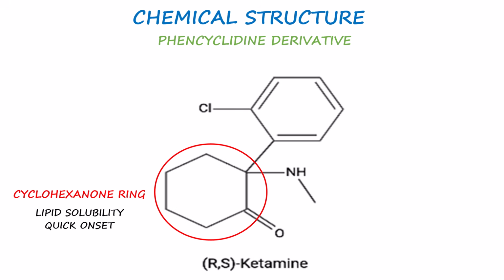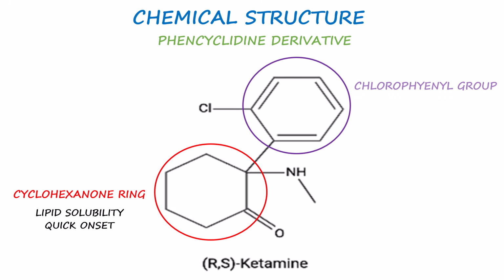Attached to that cyclohexanone ring is a chlorophenyl group. This component is essential for ketamine's activity at the NMDA receptor. It is mainly through NMDA receptor antagonism that ketamine produces its characteristic dissociative anesthesia.